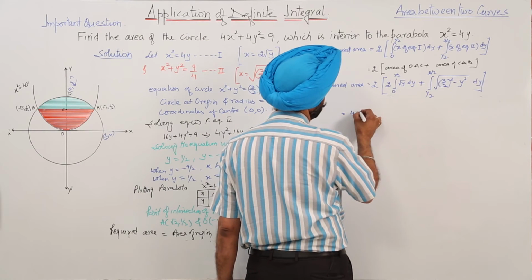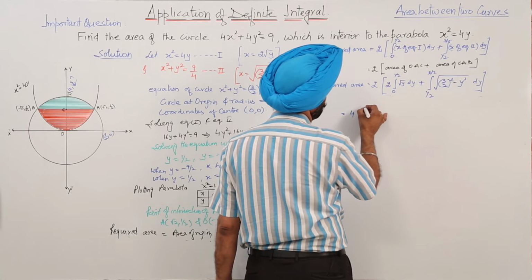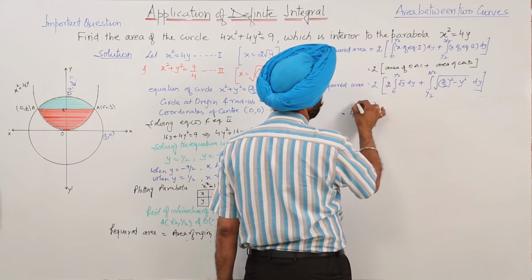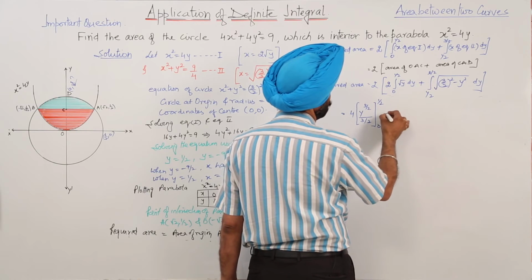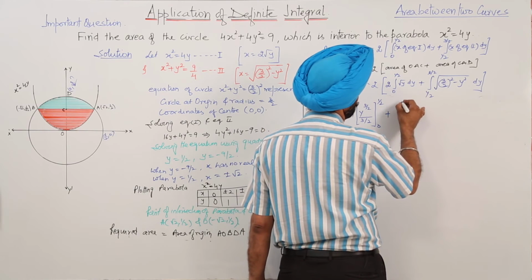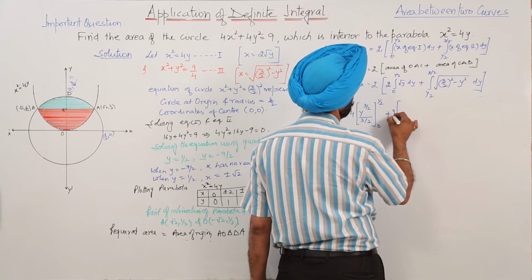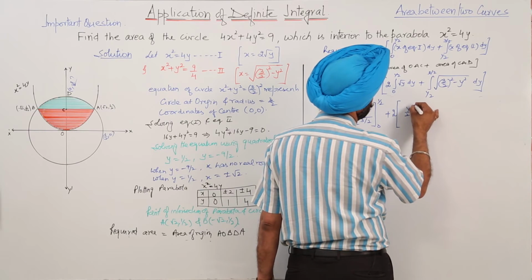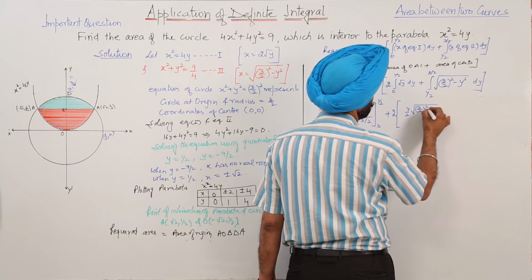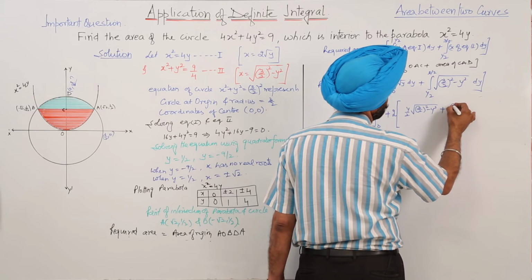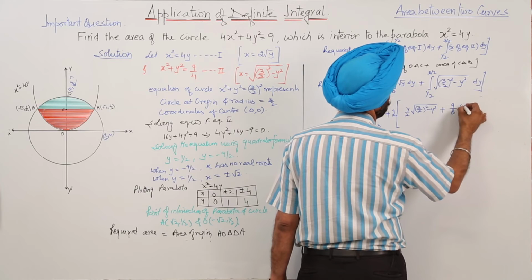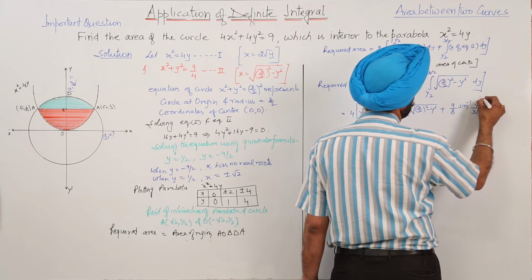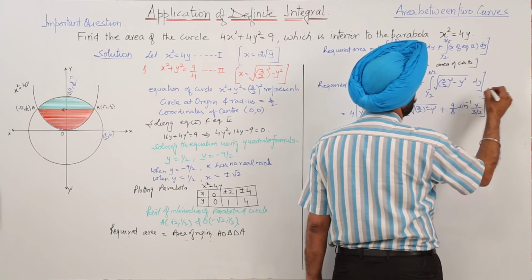Now this becomes 4 with y raised to power 3 by 2 upon 3 by 2, from 0 to 1 by 2, plus 2 with y upon 2 square root of 3 by 2 whole square minus y square plus 9 by 8 sin inverse y upon 3 by 2 from 1 by 2 to 3 by 2.